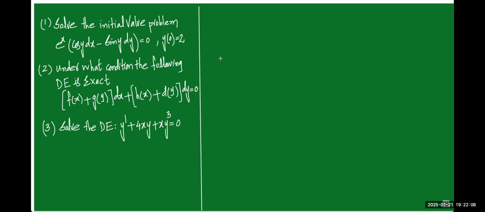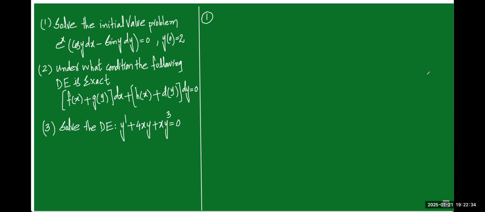Sir, it's not exact, right? Dou M by dou y is equal to dou N by dou x. It is exact. I'll show you. Yes, it is satisfying the condition. Let me do the solution of this question number 1.